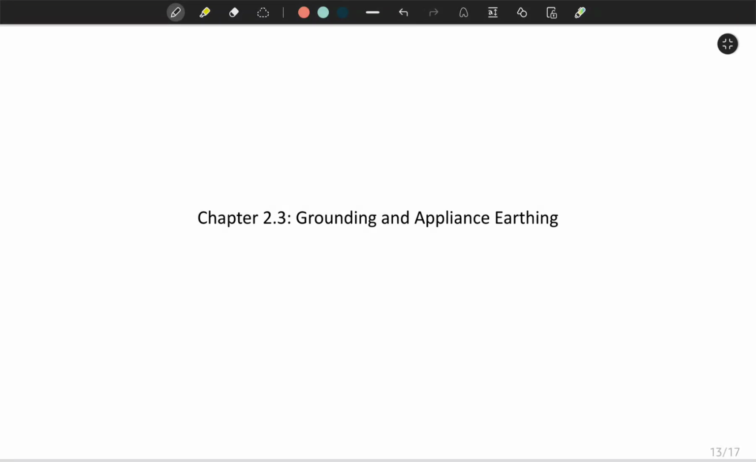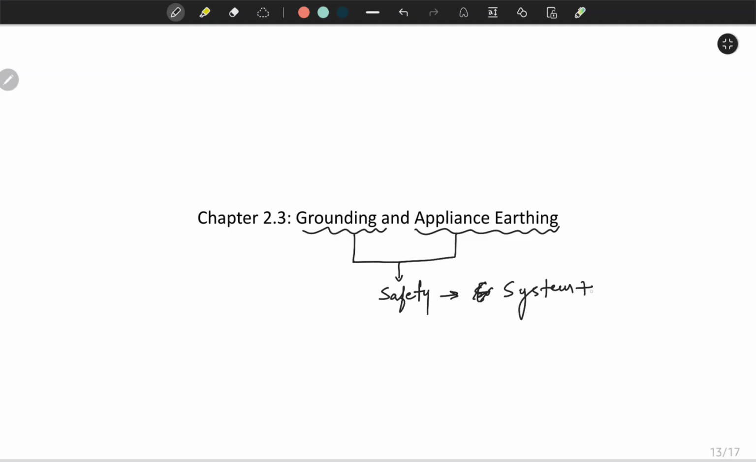Hello everyone. So today we are starting the third chapter of our module 2, which is related to grounding and appliance earthing. Both of these processes are important from a safety point of view: safety of my electrical system and of humans or any life. So let us start these two concepts, learning their meaning and how they are implemented.